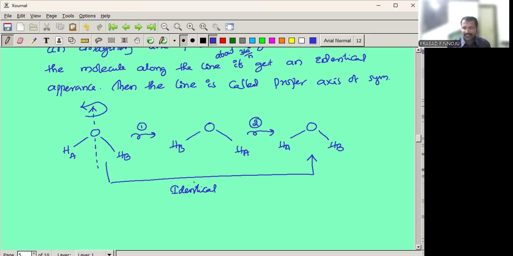So with how many rotations did you get identical? Two rotations. The number of rotations is 2, so 360/2. How many degrees did you rotate? 180 degrees. So what kind of rotation is this? C2 axis. This is a C2 axis.